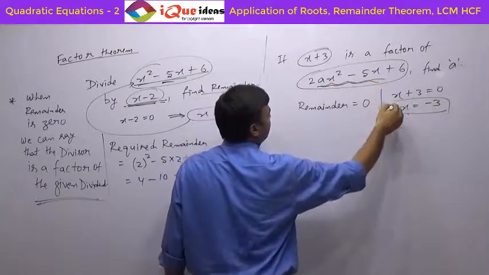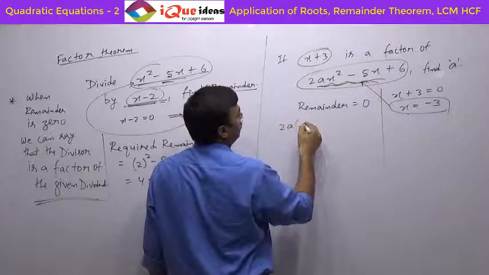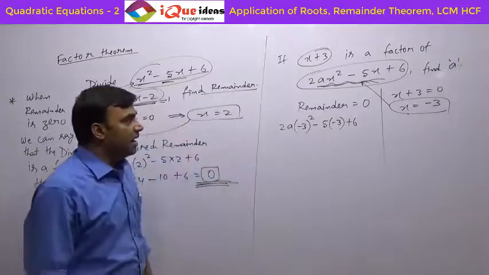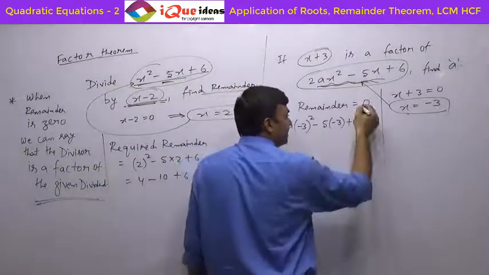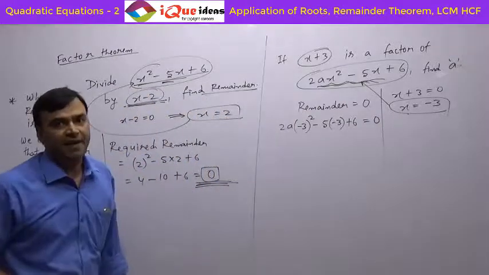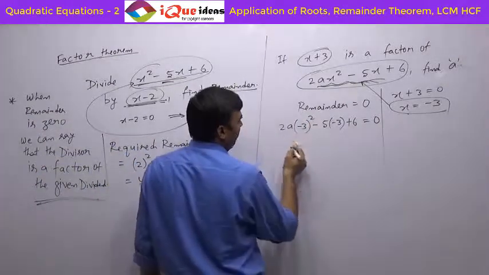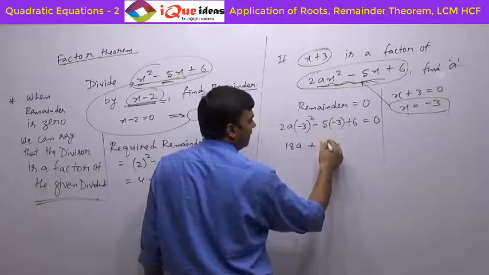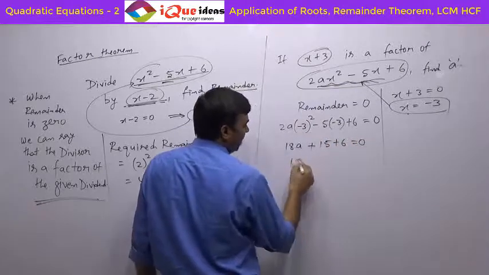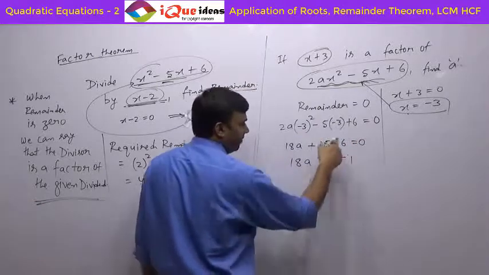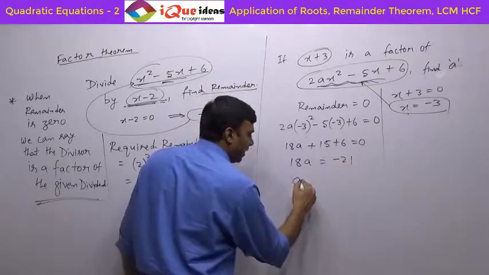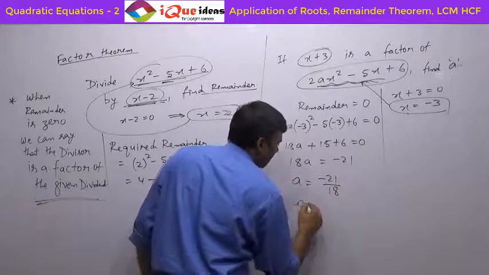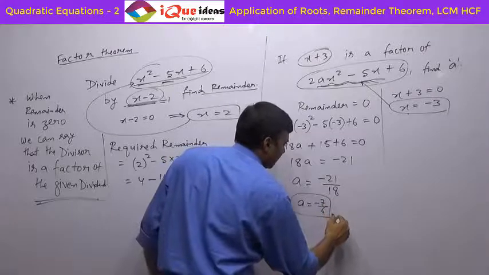Now if I put x equal to minus 3 in this, what will happen? We will get 2a into minus 3 square minus 5 into minus 3 plus 6. Please understand that this is the required remainder and this has to be equal to 0 because x plus 3 is a factor. Now simplify this. Minus 3 square is 9, so 2a into 9 is 18a, plus, because minus into minus is plus, 5 into 3 is 15, plus 6, that is equal to 0. So we have 18a equal to minus 21. 15 plus 6 is 21, goes to the other side, becomes minus 21. So a is equal to minus 21 upon 18. If you divide by 3, it is a equal to minus 7 by 6. So this is the answer of this question.